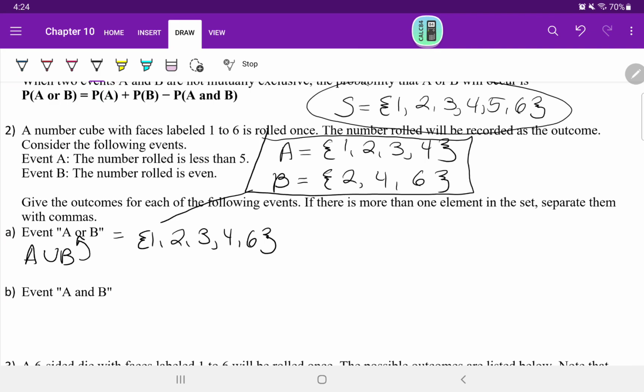Event A and B. Treat AND as the intersection of those two sets. And remember, intersection means the elements the sets have in common with each other. What do A and B have in common with each other? They both have a 2 in common, and they both have a 4 in common. Those elements are in both sets. And that is the answer to number 2. That is how you approach it, and that is how you solve it using roster form.